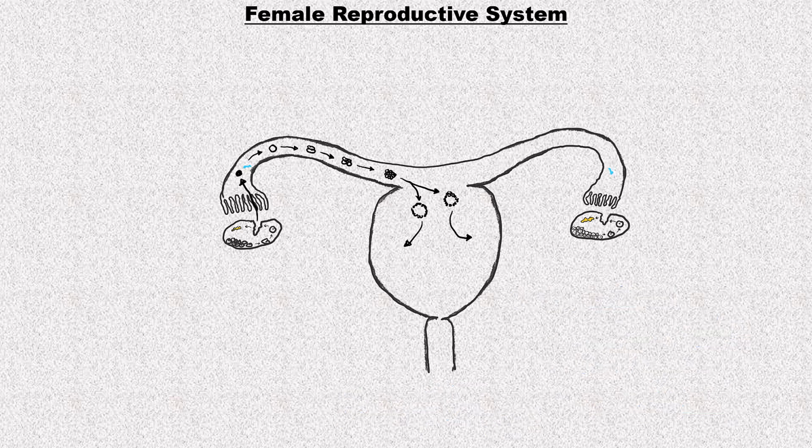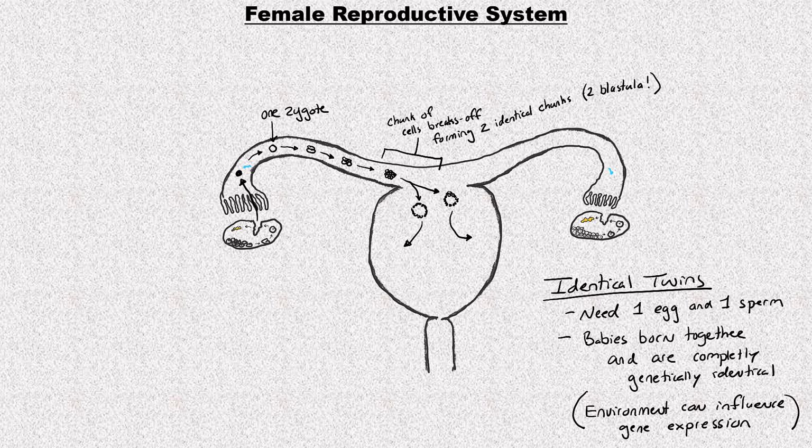In our second scenario, it looks like 1 egg popped out, 1 egg got fertilized, and it looks like it's dividing and dividing and dividing, and a chunk of cells broke off. That morula stage, that ball of cells, looks like a chunk of cells broke off, and now you have 2 identical chunks of cells. And that's going to form 2 blastula. 2 identical blastula that will grow and develop into 2 identical babies, genetically identical 100%. For this process of identical twins, you need 1 egg and 1 sperm.